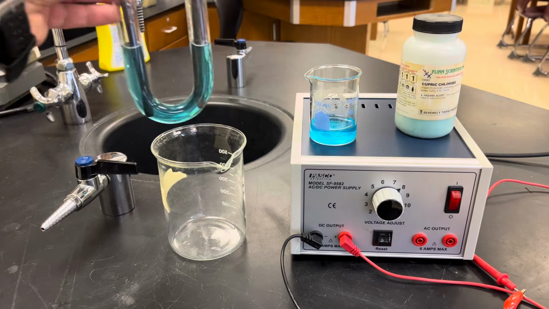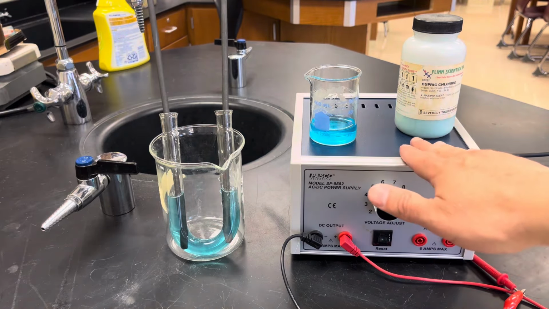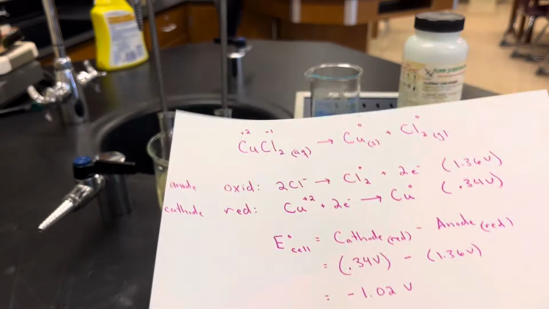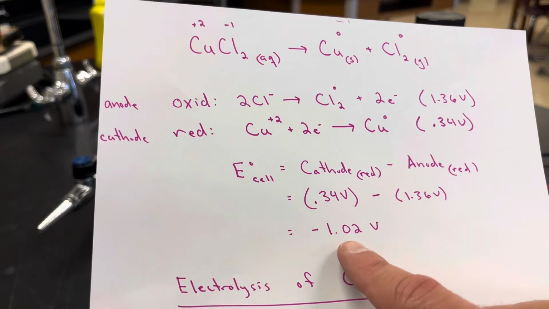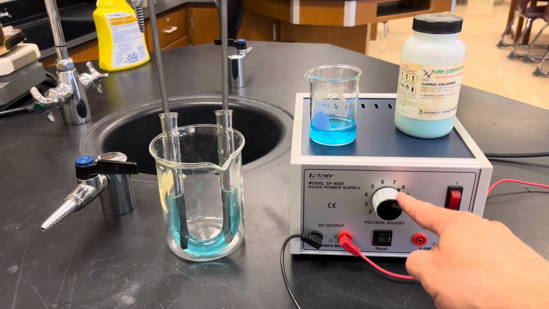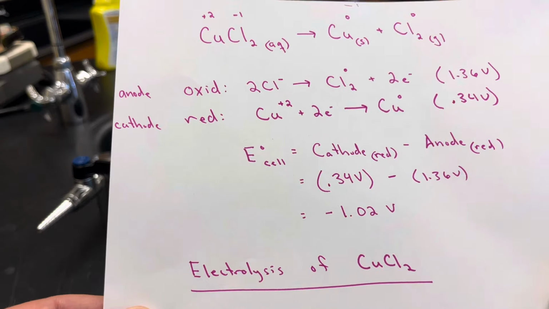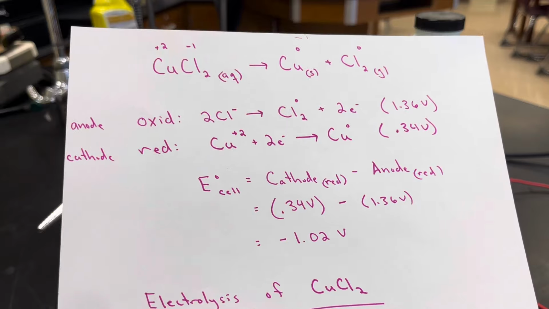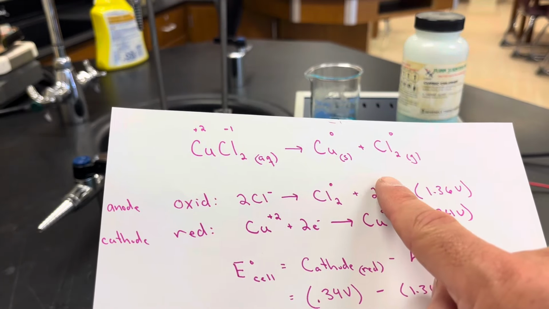But basically I just switched where the anode and the cathode was, but without this power source, this does not turn into copper and chlorine gas on its own. But when I hook it up to a power source that has a potential that's greater than 1.02 volts, I have it hooked up to 8. I don't know if you can see it there. I have it up to 8 to make sure it takes place faster. But if I hook it up to a power source, I can force this chemical reaction to take place and form copper metal and the chlorine gas.